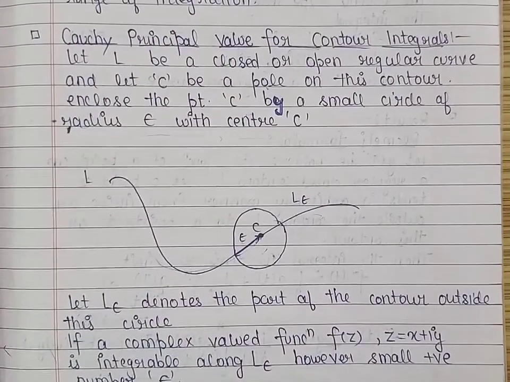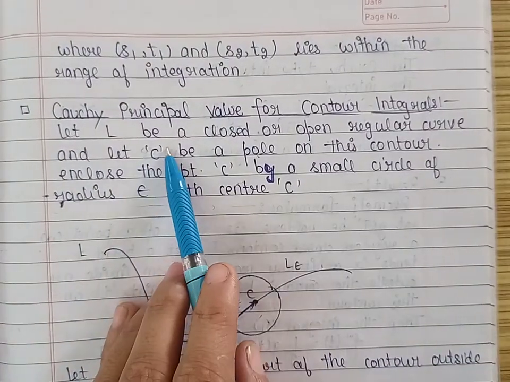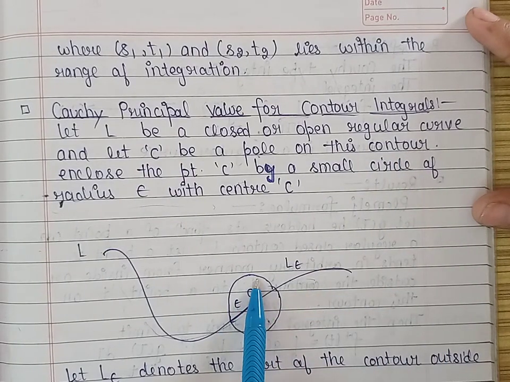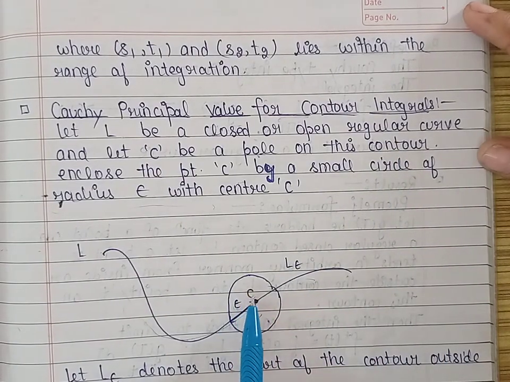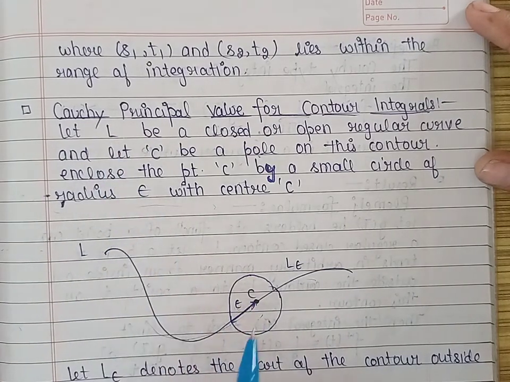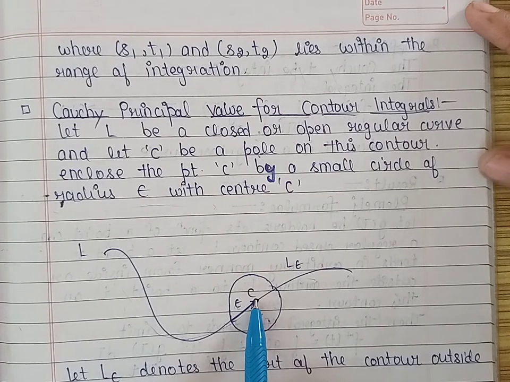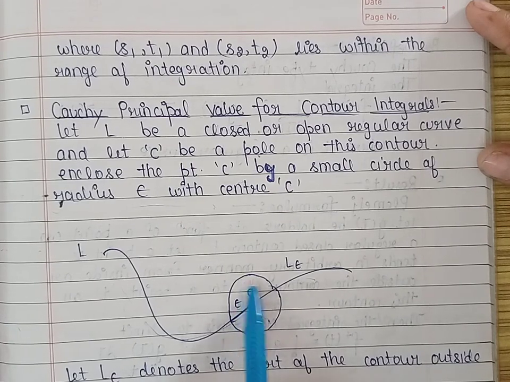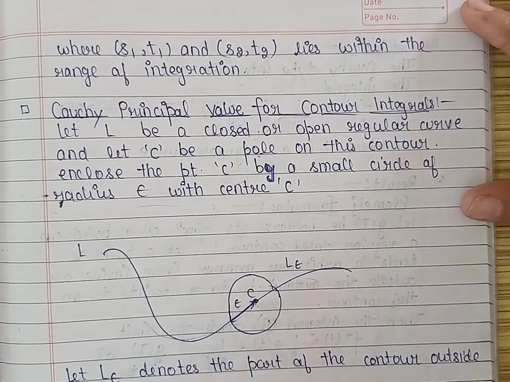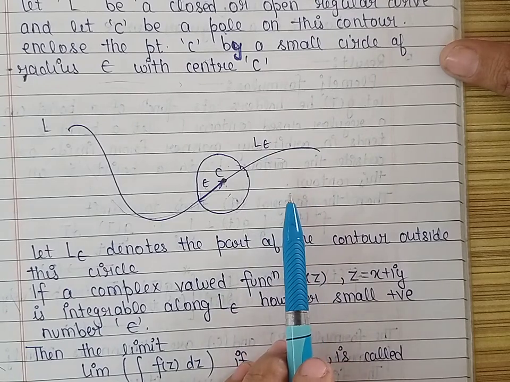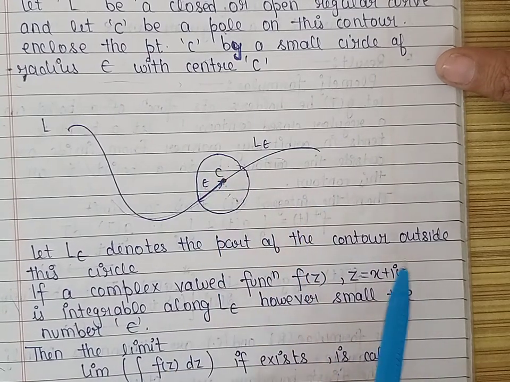Now next we define the Cauchy principal value for contour integrals. So let us take this to be a closed contour. This can be open also. This is a regular curve. We have denoted it by L. And let us take c to be a pole on this contour. Now let us enclose this point c by a small circle having radius epsilon and center c, and let L epsilon be the part of this contour outside this circle.